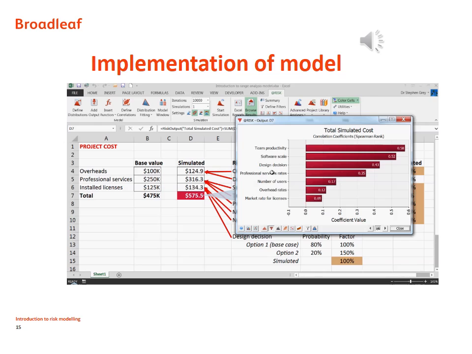So uncertainty in team productivity, software scale, and the design decision are really serious. Uncertainty in professional services rates is not trivial either. But these three here, uncertainty in the number of users, the overhead rates, and the market rate for licenses, is not really having very much effect on the spread in the outcomes. So if you needed a more precise forecast of the total cost in order to make a business decision, these 3 or 4 items at the top are the ones that you would want to work on in order to narrow that range and give yourself a more confident estimate in the outcome.